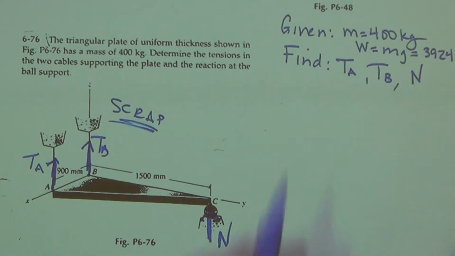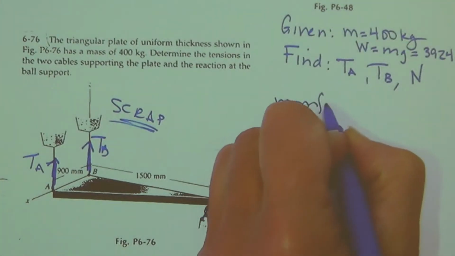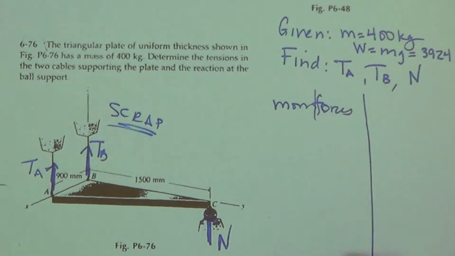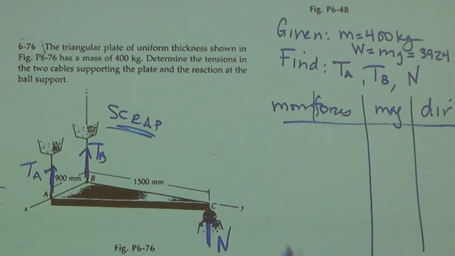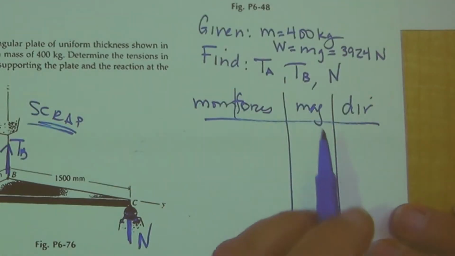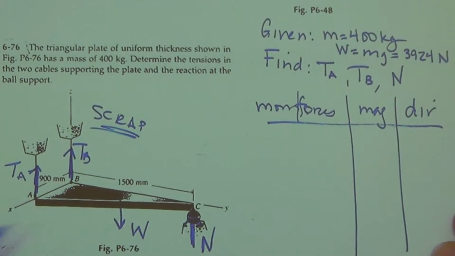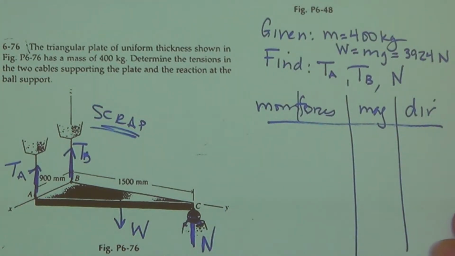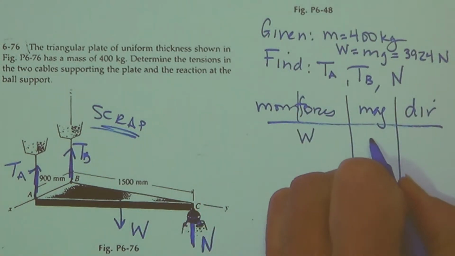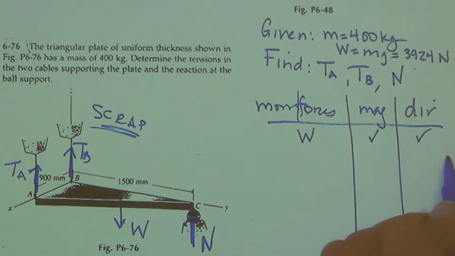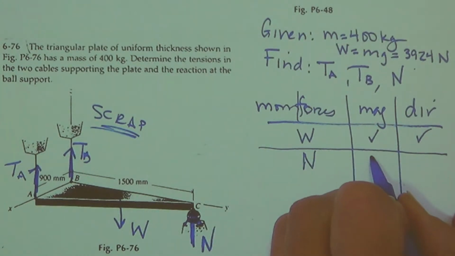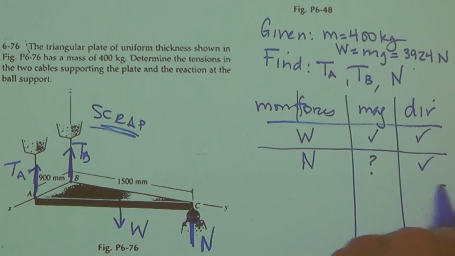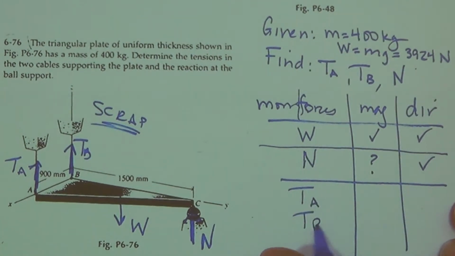Okay, so let's draw the moment, forces, magnitude, direction. So what forces and what stuff is here? What forces and moments are present? Weight. Do we know the magnitude? Yeah, just give it. And we know the direction. What else is there? And do we know the magnitude? No. Direction, yes. And then there's TA and TB, right?